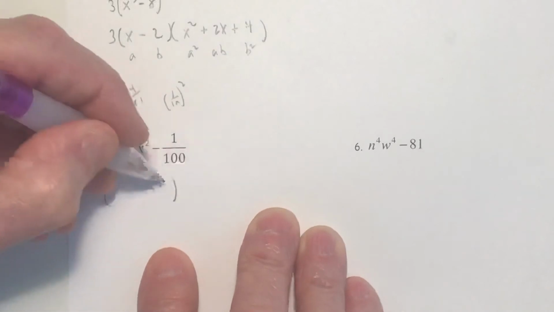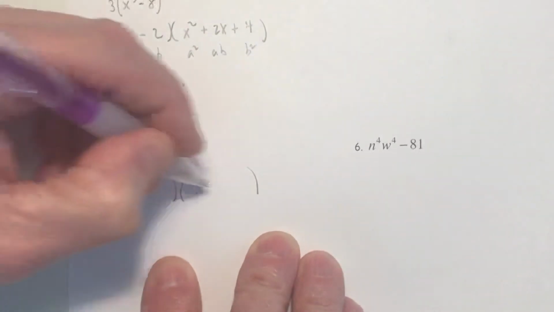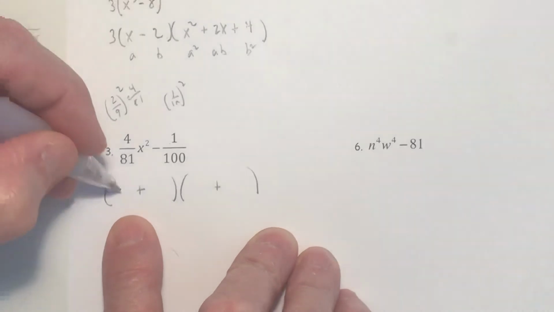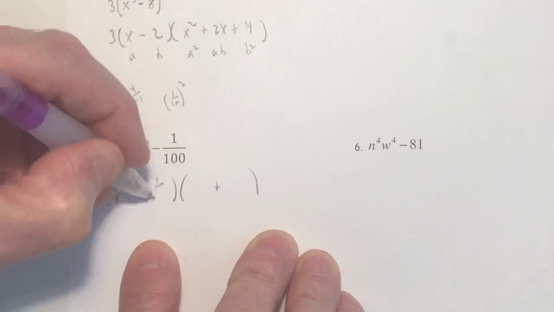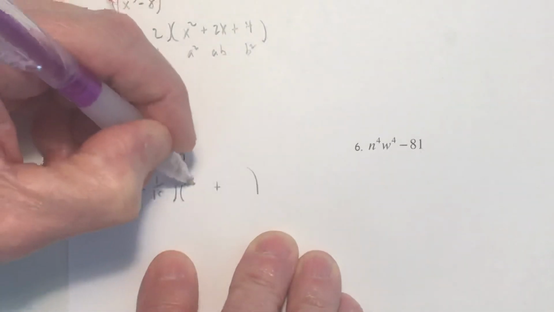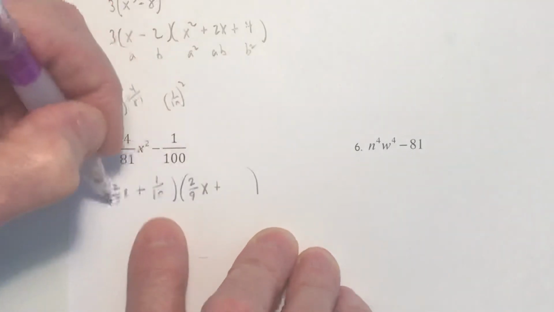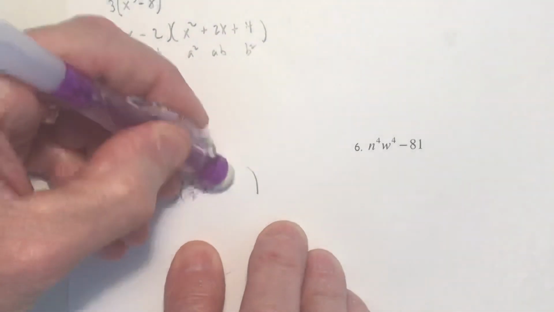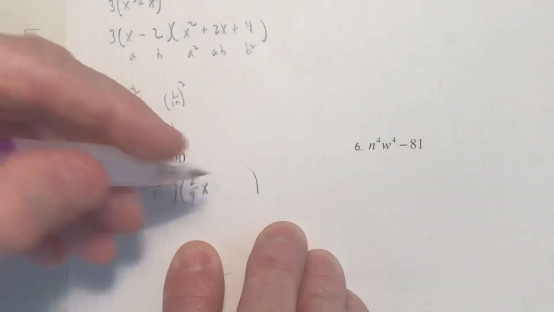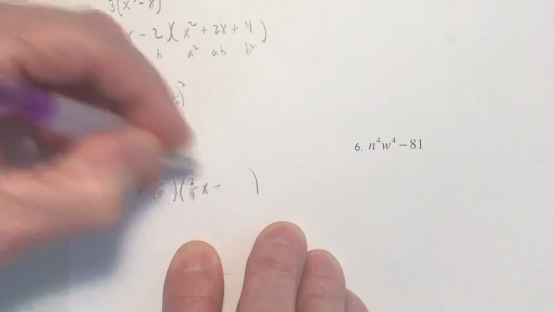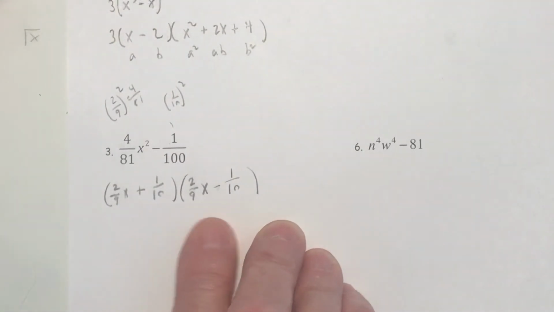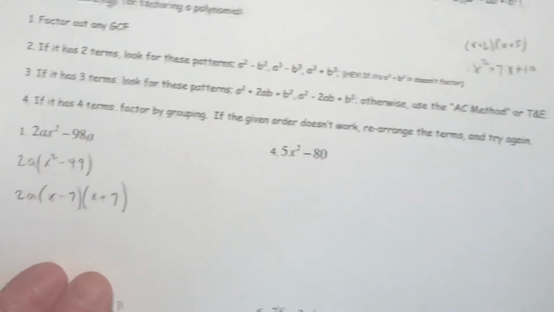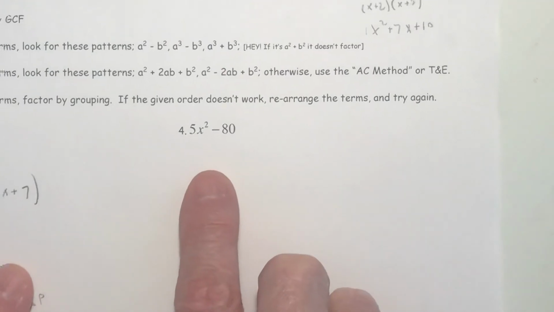So I'm ready to write the factorization, make one of them plus, one of them minus. What goes in here? 2/9 x plus 1/10. 2/9 x. Oh, I'm sorry, I made them both plus, didn't I? 2/9 x minus 1/10. Okay, difference of squares pattern. Going up here now. Where are we? Right there, number 4.